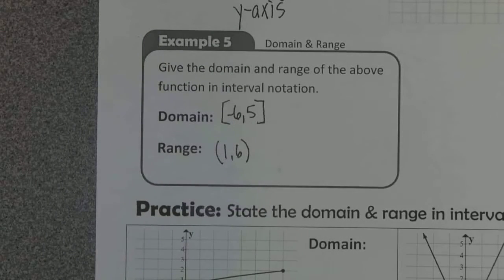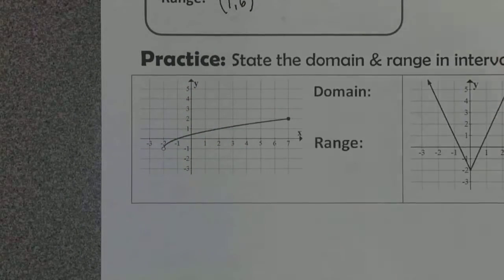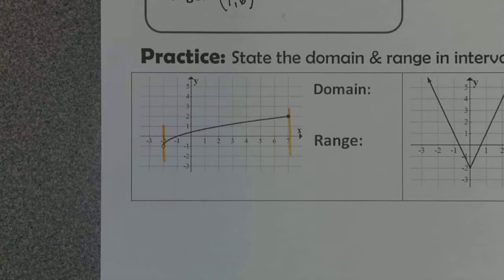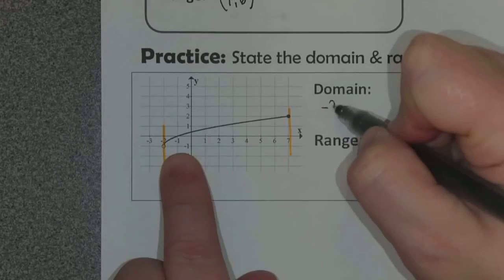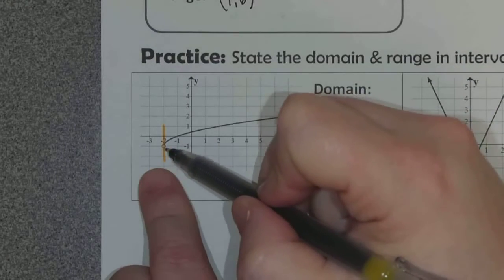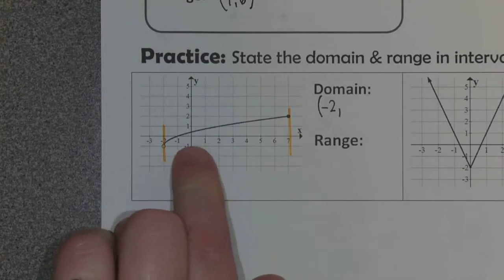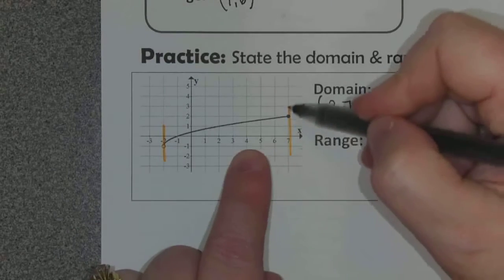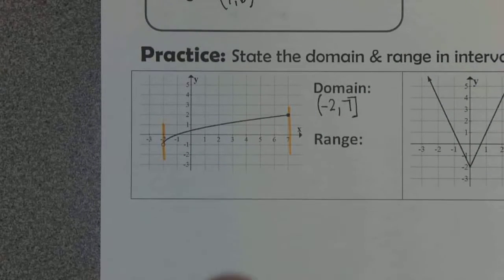Two more examples here and we're done. We're going to practice domain and range here. We're going to do domain first. Again, remember domain is left to right with our parentheses and brackets. So how far left did I go? I went to -2. Because of the open circle here, I know it has to be a parenthesis. Then how far right did I go? I went over to 7. And because of that closed circle there, it's going to be a bracket.